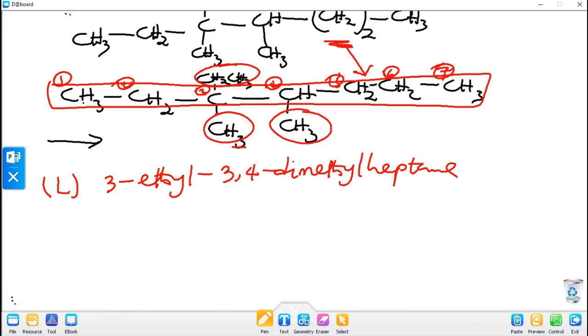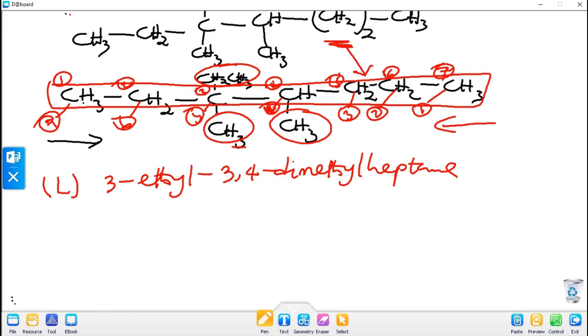Now let us take a look at if we choose to come from the right hand side. If we choose to start numbering from the right hand side, what would it have been? Let us look at it and compare to see which is correct. This would be carbon 1. This would be carbon 2. This is carbon 3. This would be carbon 4. This is carbon 5. Here is 6. And lastly, 7.